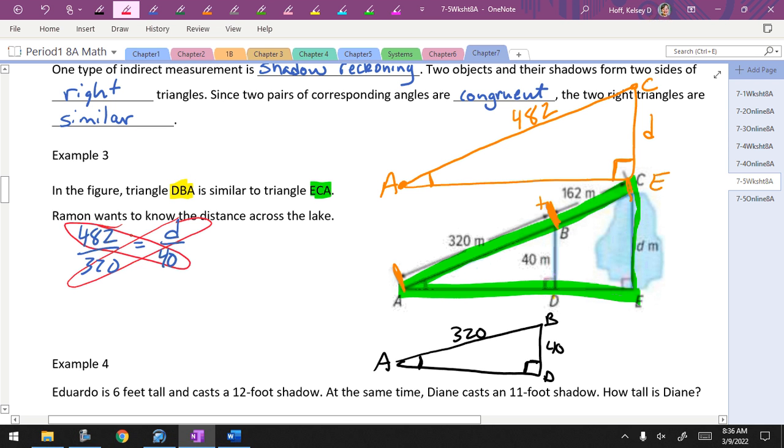Correct, same exact size, same exact shape. Similar. They look the same, but they're probably bigger or smaller. Like they enlarged it or reduced it. Does that help you? Okay.